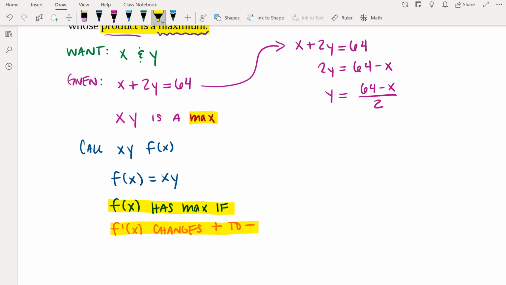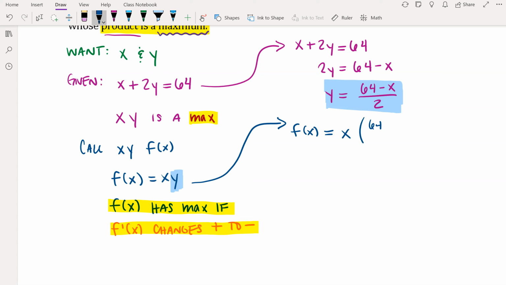Sweet. Now that we have that, y equals this thing, we can plug that in down here, and then we'll only have x's in our f of x. So let's go ahead and do that now. I'm going to do that over here. f of x equals x times y, which is (64 minus x) divided by 2.